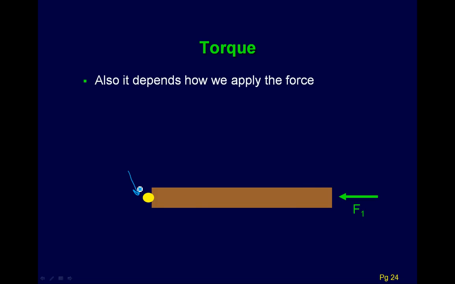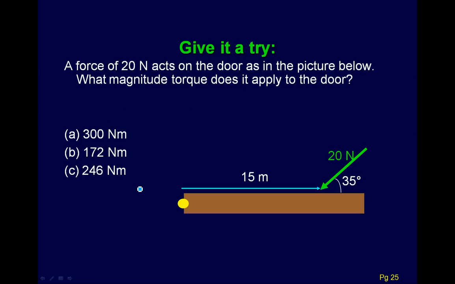You're not going to be able to rotate it. Okay, and so it depends on where you're pushing and how you're pushing. So let's just look at a quick example. Let's suppose that, so this is a really big door, obviously, that you're pushing, the distance here is 15 meters, and you're pushing with a force of 20 newtons at an angle of 35 degrees.